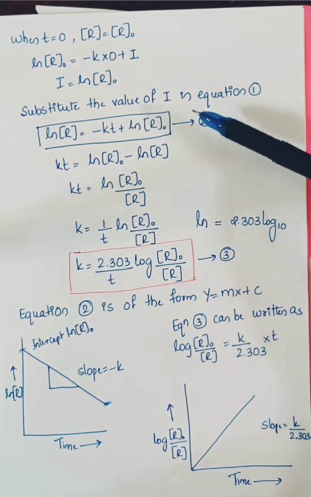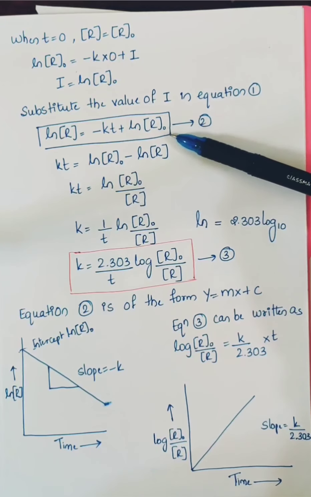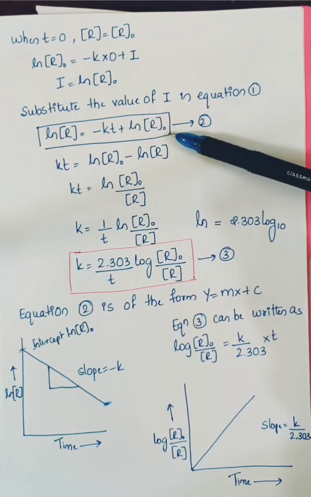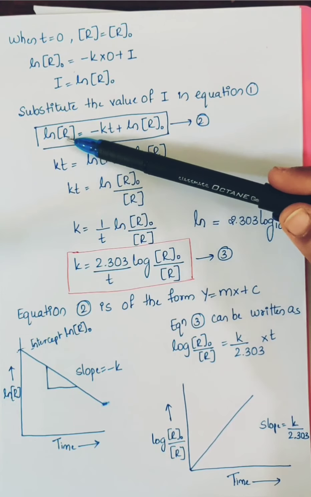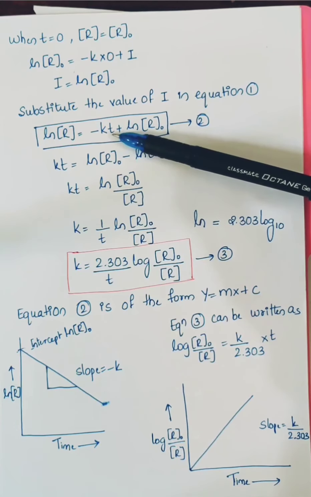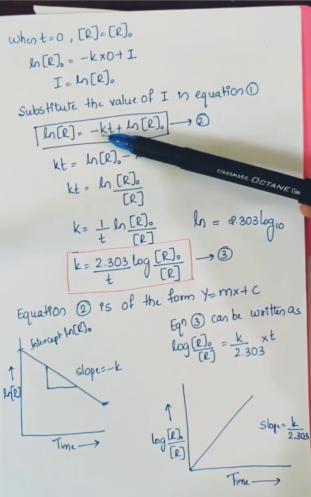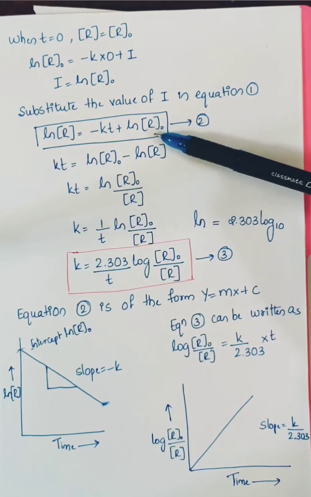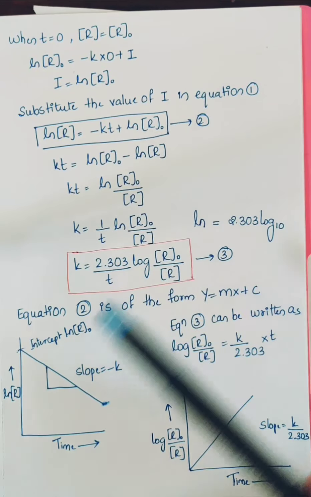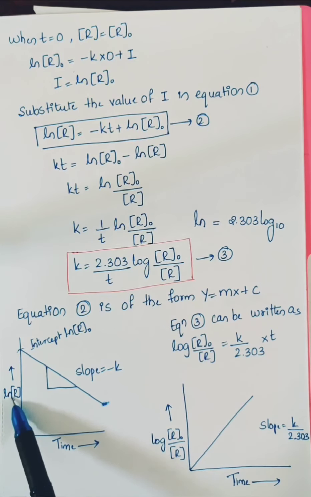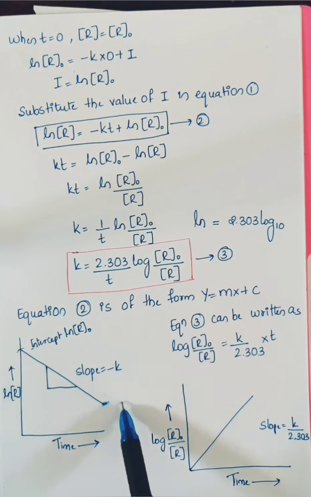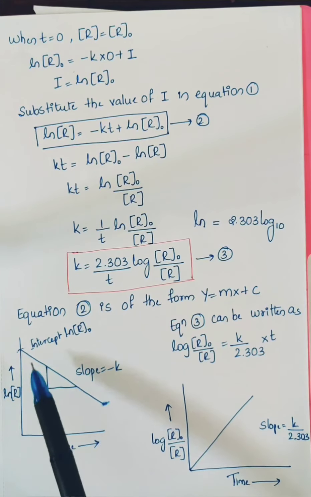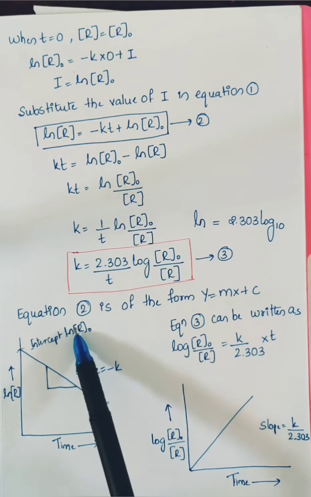Now if you consider this equation 2, this is of the form y is equal to mx plus c, the equation of a straight line. Here you are plotting ln R on the y-axis and taking time on the x-axis. You will get slope as minus k, which is negative, and ln R naught is the intercept. The straight line is moving downwards.